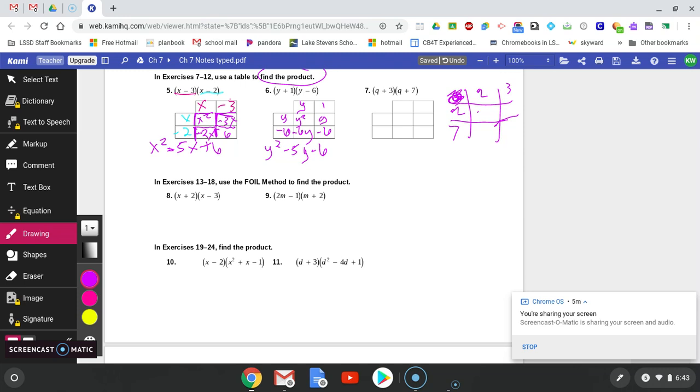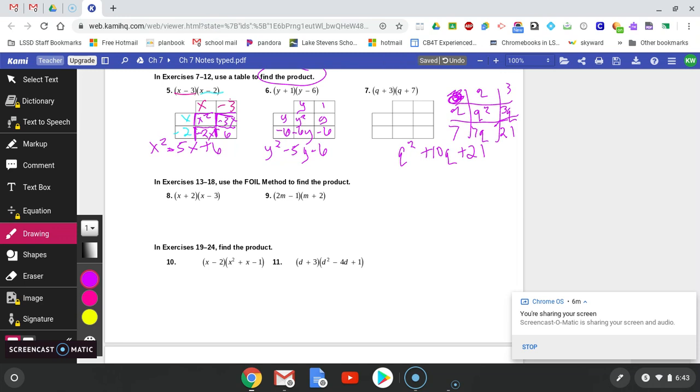So Q times Q is Q squared. Q times 3 is 3Q. Q times 7 is 7Q. And 7 times 3 is 21. So then combine my like terms, I get Q squared plus 10Q and then plus 21.